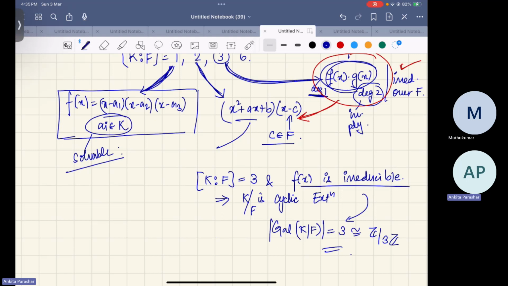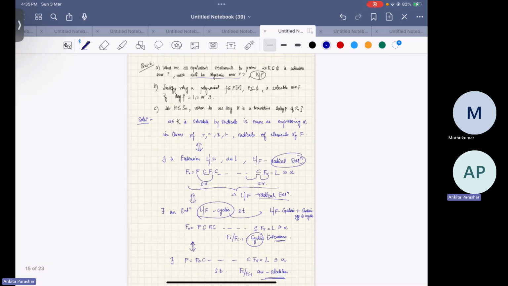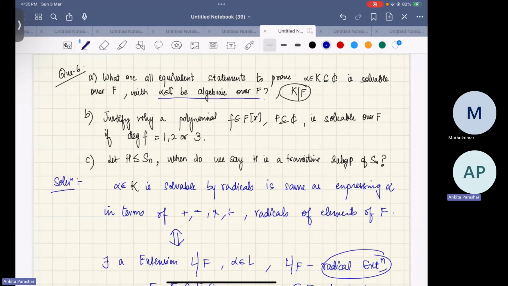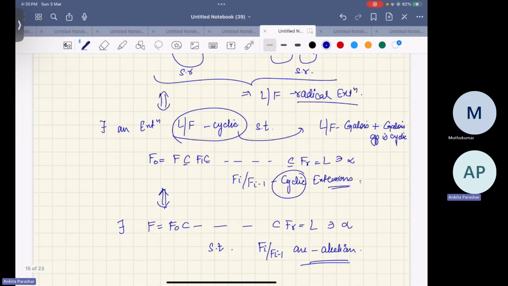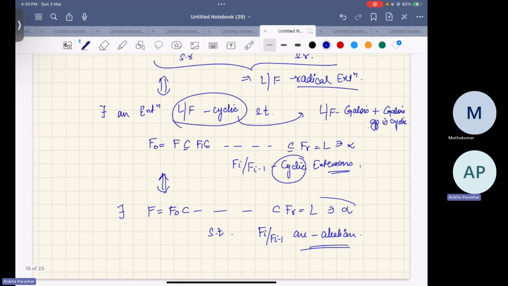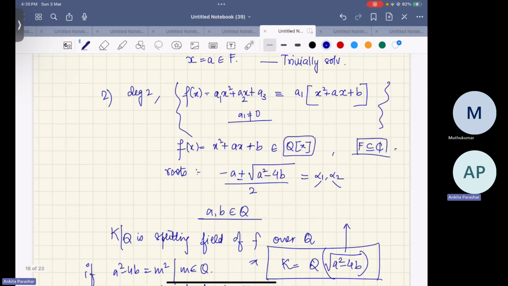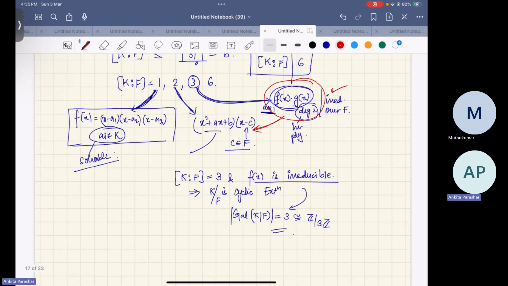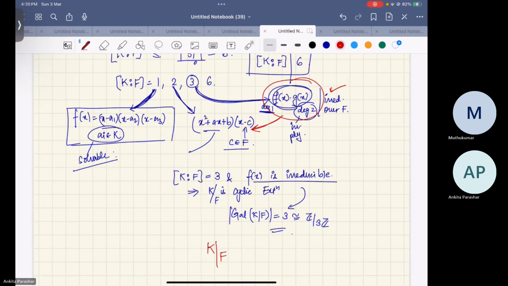Exactly. But we saw an equivalent statement that if you want to check that alpha is solvable, it is enough that you can find a cyclic extension L over K where alpha lies. Same thing here. Now we have a cyclic extension K over F and alpha lies in K.